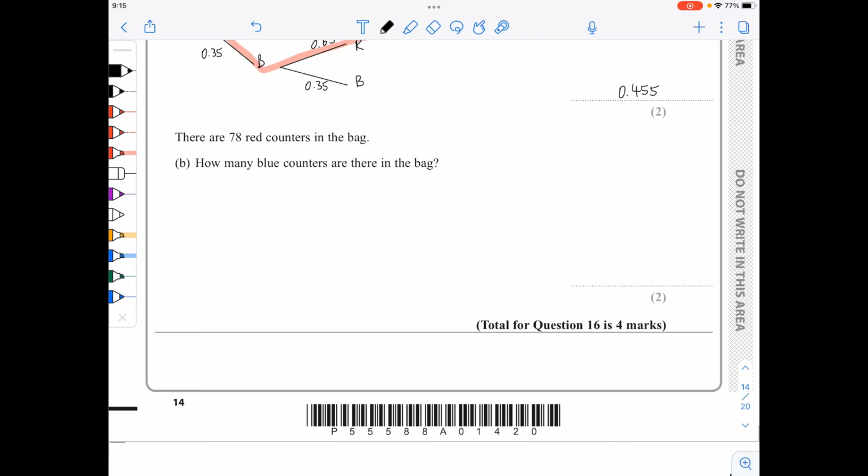Well, if a proportion of 0.65 corresponds to 78 red counters, what does a proportion of 0.35 correspond to? That will be the number of blue counters. So x is 78 times 0.35 over 0.65, and this gives an answer of 42 blue counters.